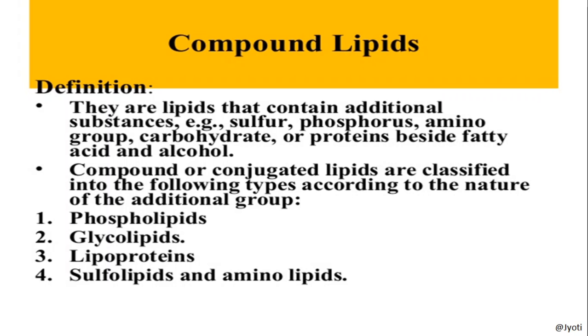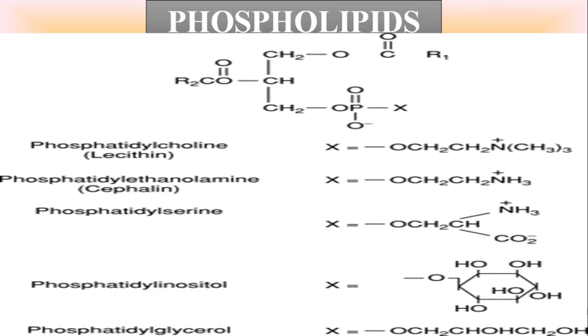So the compound lipids are also called conjugated lipids. The most common types of conjugated lipids are phospholipids when conjugated with phosphate, glycolipids when conjugated with carbohydrate, lipoproteins when conjugated with proteins, sulfolipids when conjugated with sulfate, and aminolipids when conjugated with amino acid. So this is one of the examples of a compound lipid.